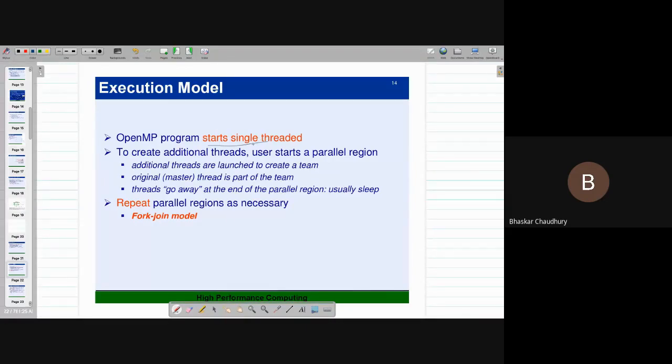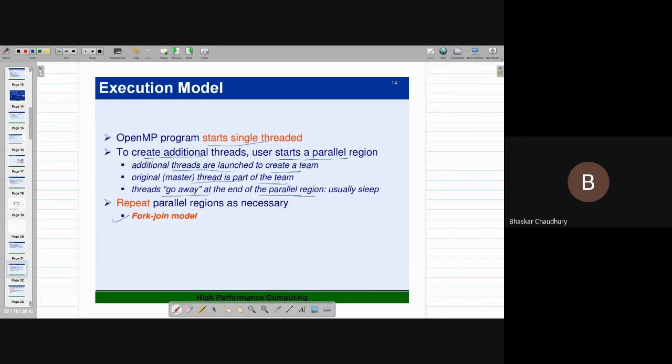As we discussed, there is a master thread, which is the first thread. To create additional threads, the user starts a parallel region. As we have already seen in the overall schematic, now we'll discuss how to create those multiple threads. Additional threads are launched to create a team. The original thread is always a part of the team. Threads go away at the end of the parallel region. What we want to parallelize are typically structured blocks. And then you can repeat parallel regions as necessary.